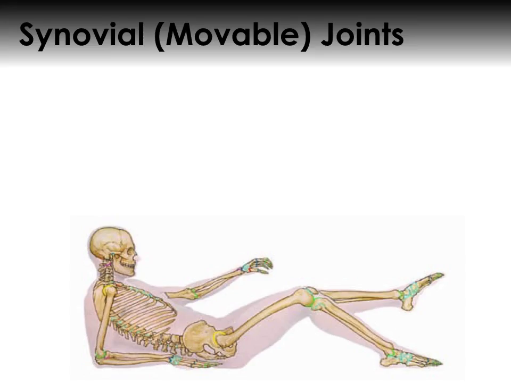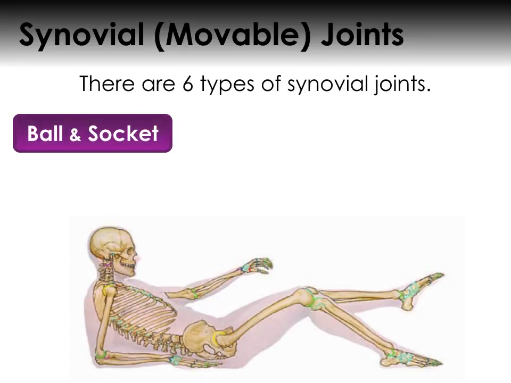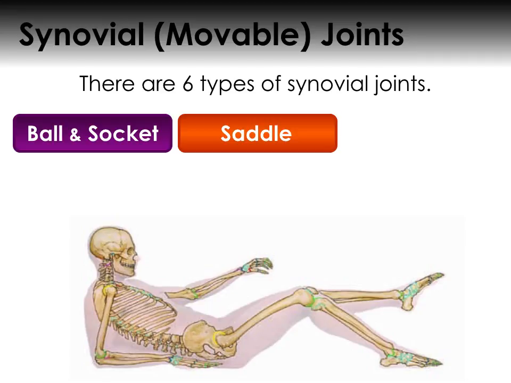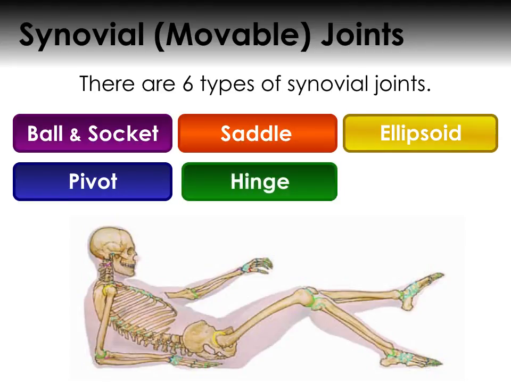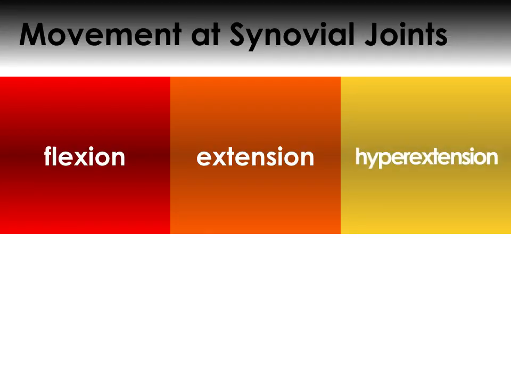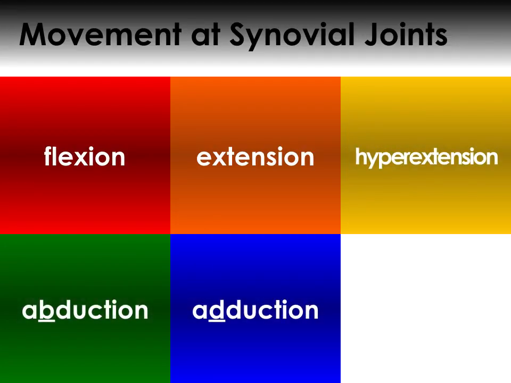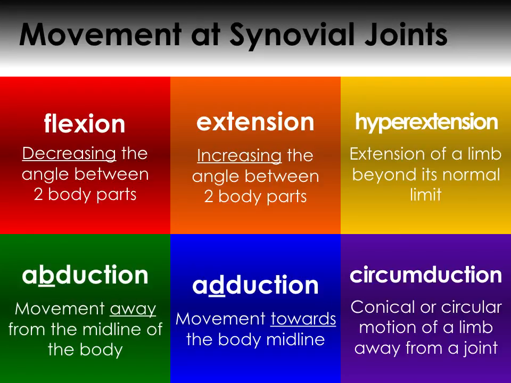There are 6 different types of synovial joints. Ball and socket, these are named for the function that they do. Saddle, ellipsoid, pivot, hinge, and plane. Movement at synovial joints can take a few different forms. You can have flexion, extension, hyperextension, abduction, adduction, and also circumduction.